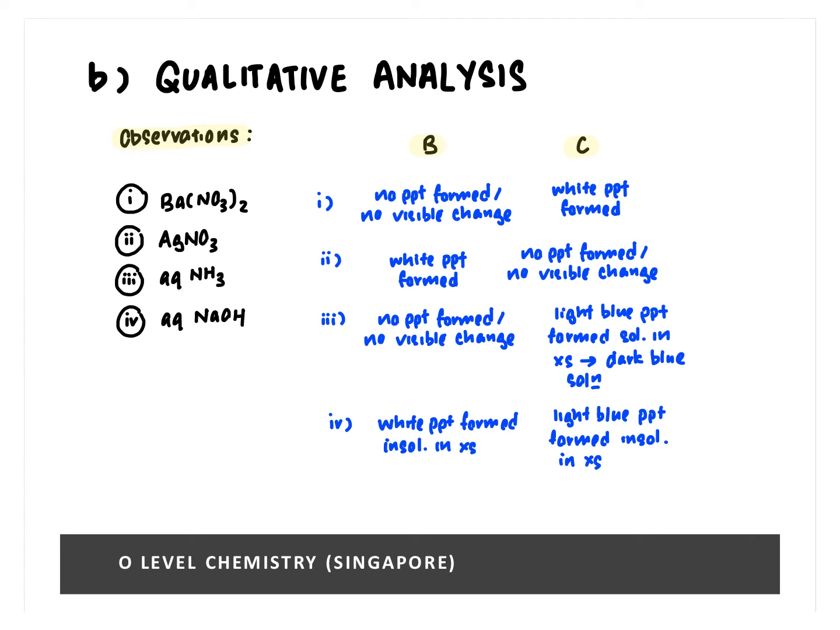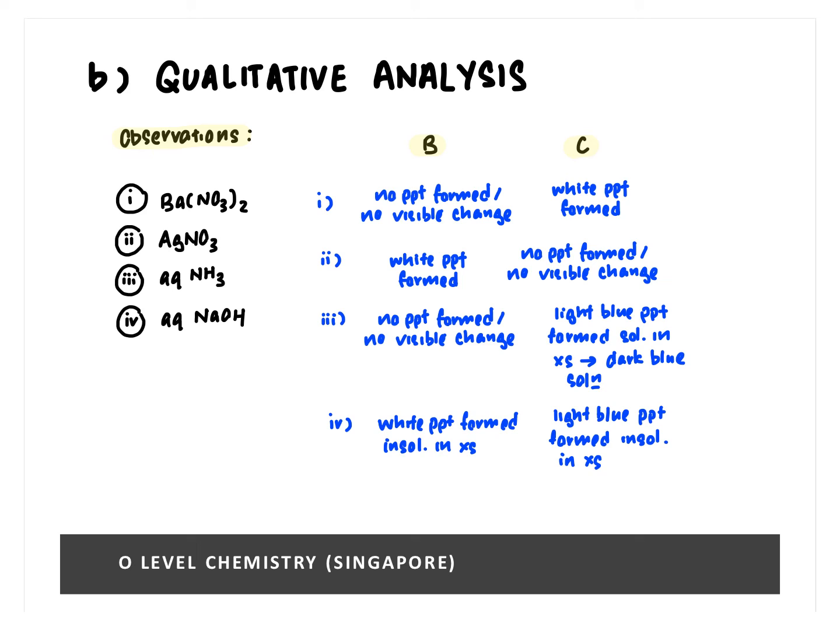So again, if you have done it correctly, in part 1 you should find a white PPT forming in C, but not in B. For part 2, you should see a white PPT forming in B, but not in C. For parts 3 and 4, for solution C, this should be expected because from the blue solution, you would expect that copper is present. So in aqueous ammonia, you will see a light blue PPT, soluble in excess to give a dark blue solution. In sodium hydroxide, you would only see a light blue PPT, insoluble in excess.